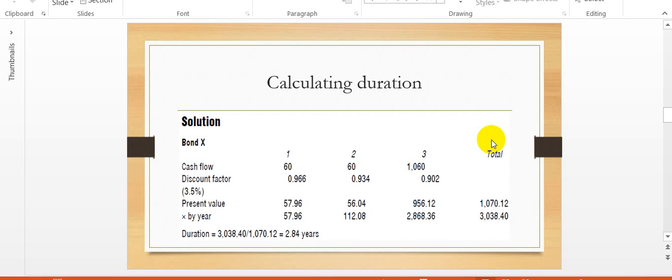We discount that at the gross redemption yield to get our present values. Year 1, we've got our present value as 57.96.